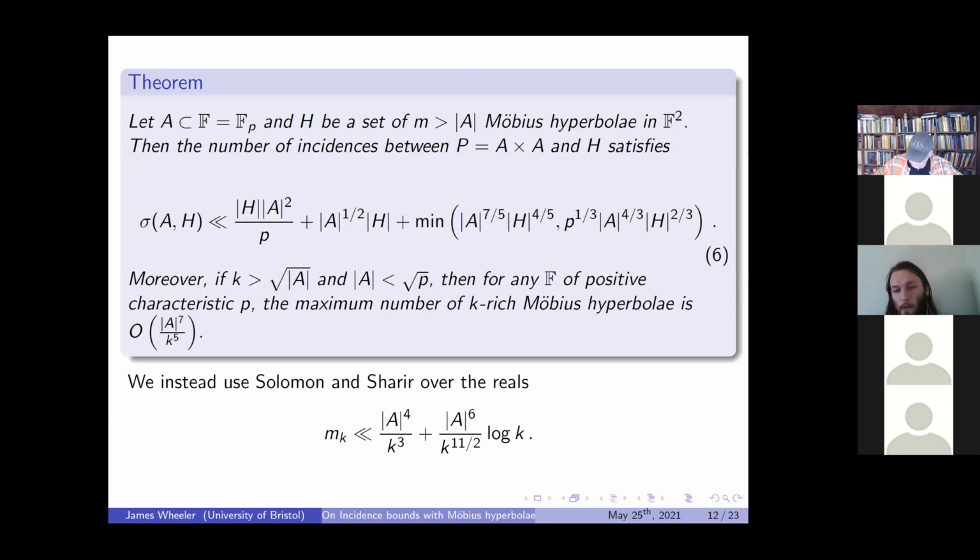In particular, though, in a small A case, the maximum number of these K-rich Mobius hyperbolas is A to the 7 over K to the 5, and this is the important use. And as I pointed out earlier, for the reals, we can instead use this result from Solymosi and Sharir, who have that the maximum number of K-rich Mobius hyperbola is this instead. So we would plug that in, and that's how we get the real case out.